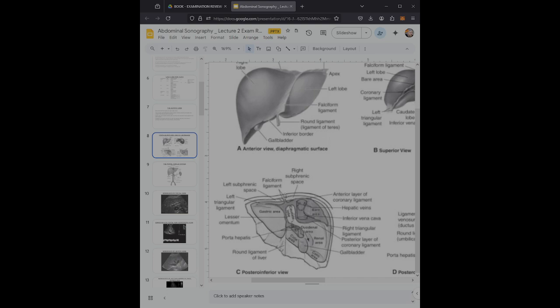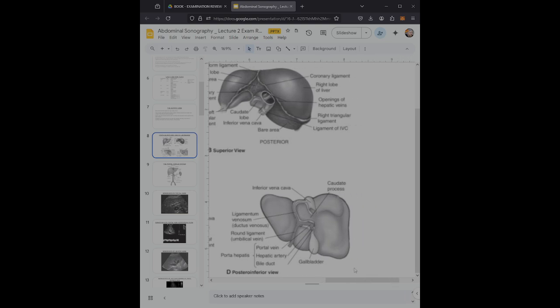right subphrenic space, and we have the falciform ligament, the left subphrenic space, the left triangular ligament, the lesser omentum, the porta hepatis, the round ligament of the liver, the gallbladder, the posterior layer of the coronary ligament, the right triangular ligament, the IVC, hepatic veins, and the anterior layer of the coronary ligament.